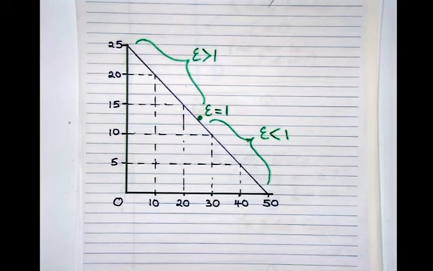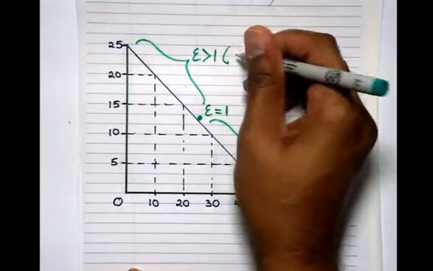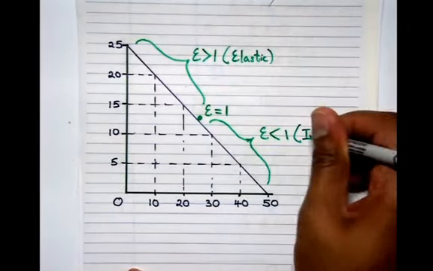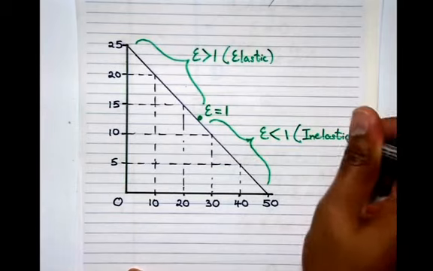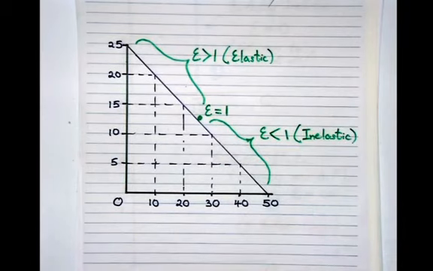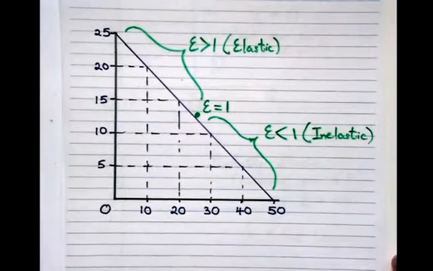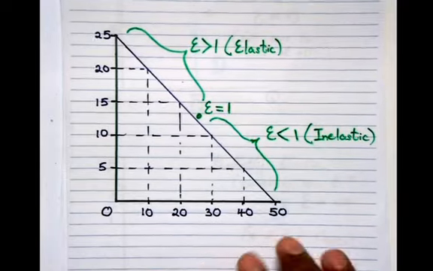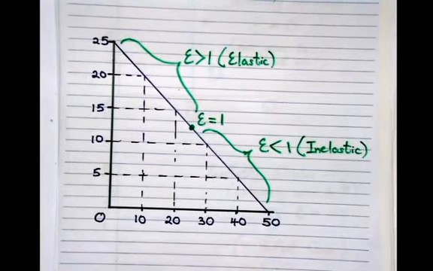The top half is always elastic. The bottom half is always inelastic. And the middle is always unit elastic. It is true for any linear demand curve. The top is more sensitive than the bottom. Now, what's the intuition? There is an intuition here why the top half is more sensitive than the bottom half.